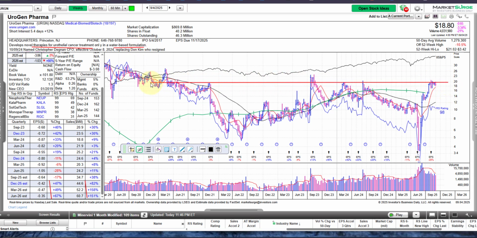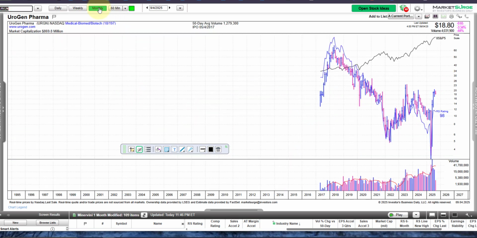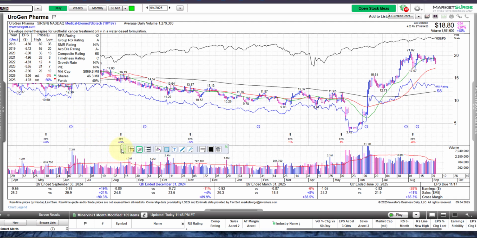Kind of trapped here in stage 1, but really trying to get out of it. Let's look at the monthly. Double bottom there, still stage 1. Jumping back to the daily, explosive move here from 5 to 20 in a couple months. Now it's been basing pretty nicely for a month and a half or so.